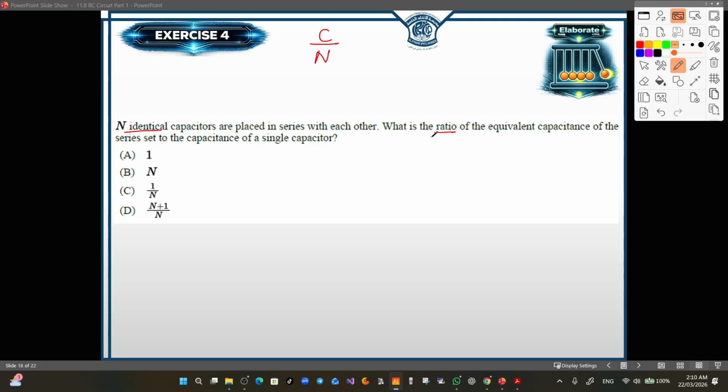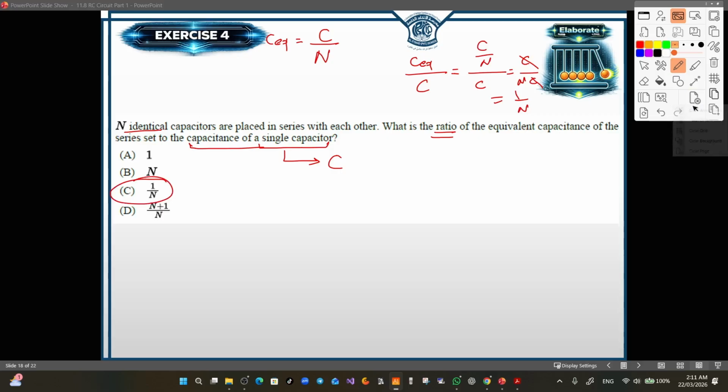Now here we need to find the ratio of this C equivalent over the capacitance of the single capacitor. We have denoted the capacitance of the single capacitor as C. So we just need to divide the C equivalent over C to get the ratio. Now the C equivalent, we found it to be C over N. So it can be written as C over N C. C with C cancelled out, and the answer would be 1 over N. So the correct answer is C.